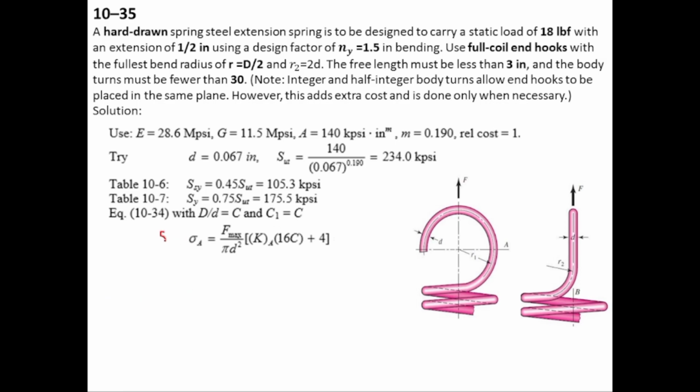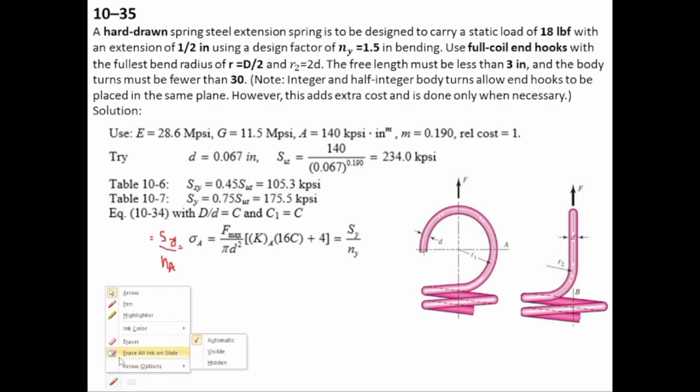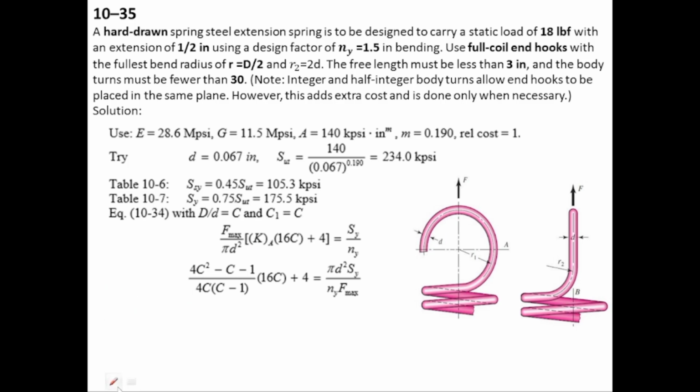Now factor of safety at this point is equal to SY divided by sigma A. So sigma A is equal to SY divided by factor of safety NA or NY. Now put the value of Ka in this equation and rearrange this equation. So we will get this equation. This is the value of Ka, and this F max is divided to the right side of the equality, and this pi d square is multiplied onto the right side of the equality.